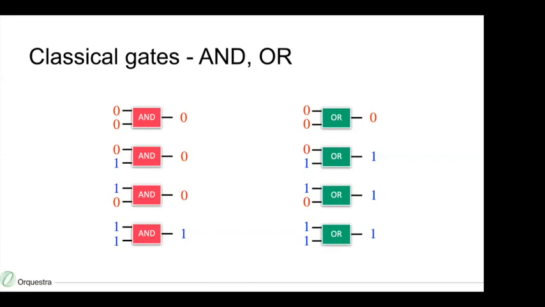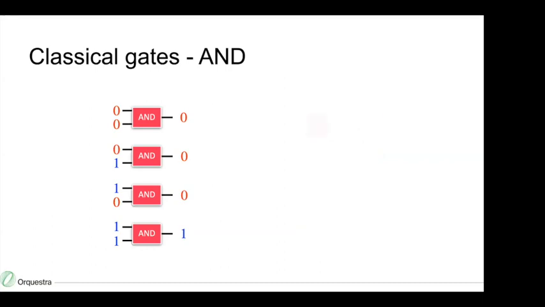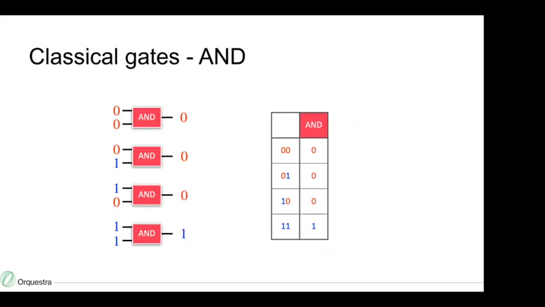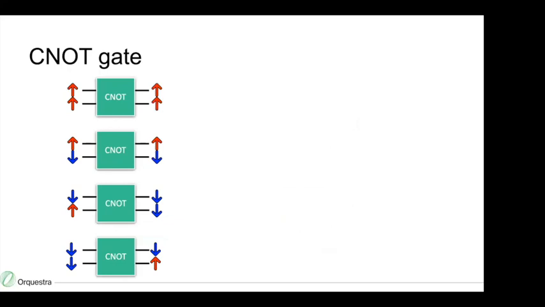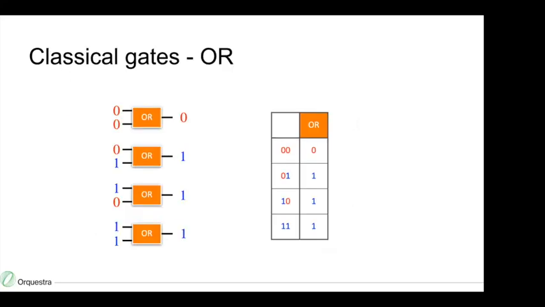So in classical land, I have classical gates that are AND and OR, as you've seen them before. This is the AND gate, which gives me a one if both of the bits are one, and an OR gate, which gives me a one if either one of the bits is a one. Now, in quantum computing, we're not going to have this because you cannot lose qubits. You always have to end with the same number of qubits that you started with. So you're not going to have an OR gate where you have two in and one comes out, and you cannot duplicate qubits.